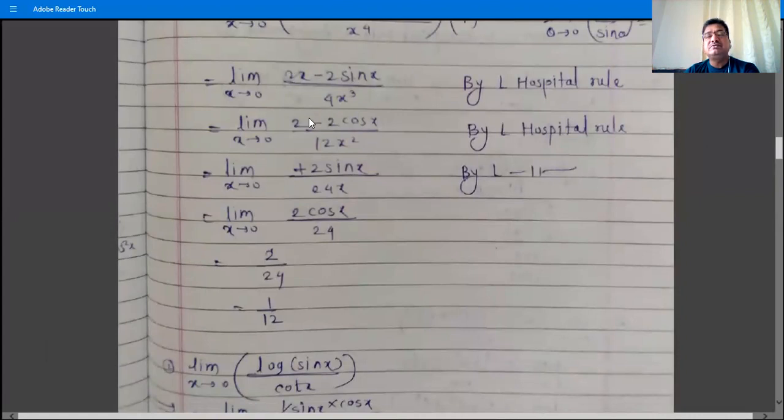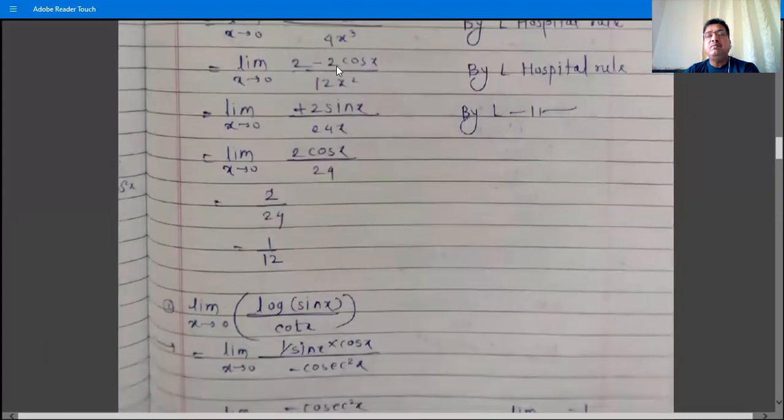So the derivative of 2x is 2, and the derivative of minus 2 sin x is minus 2 cos x, divided by 12x square, the derivative of this quantity. If we again substitute x as 0, then we have 2 minus 2 cos 0, and cos 0 is 1.